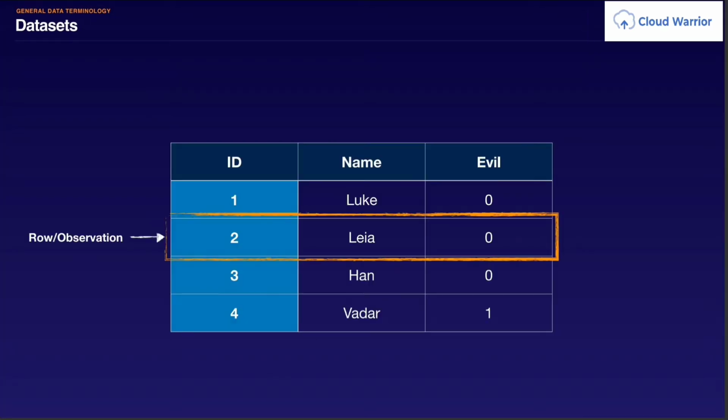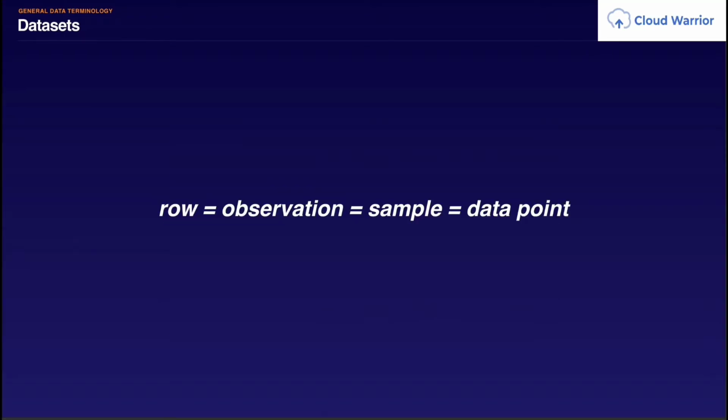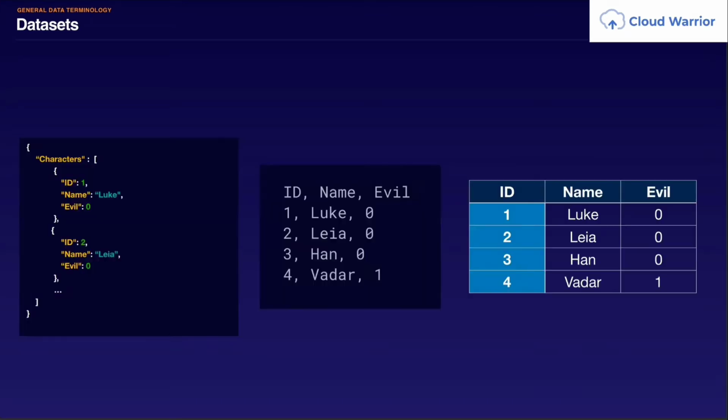So we'll use row and observation and sample and data point all interchangeably. Now, not only do datasets come in a table format like we described earlier, but they can also be in other formats like comma separated or in JSON. And not only can our data sets be described in a table format or comma separated or JSON, but they can also be described as images or video or audio.